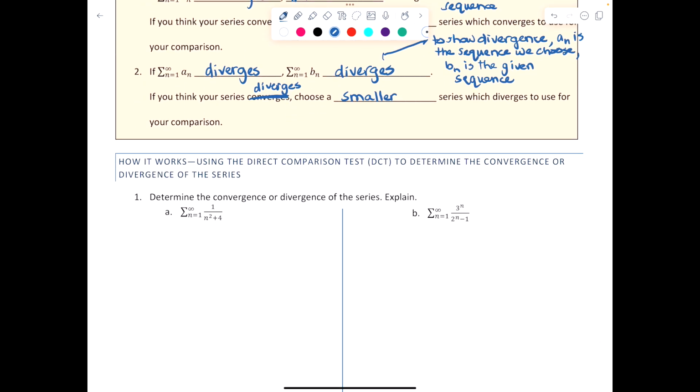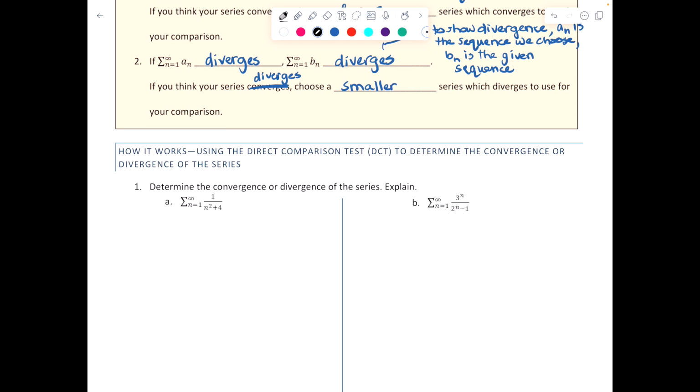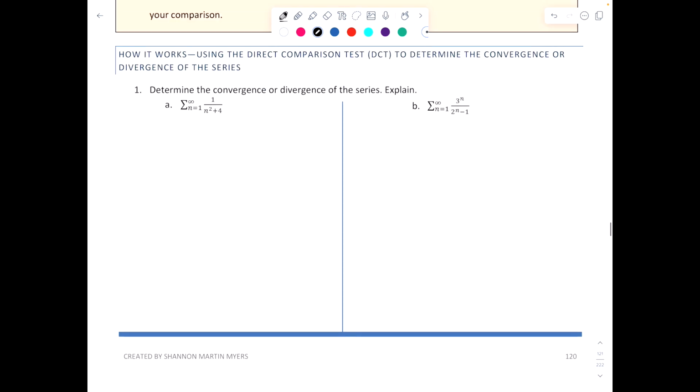Let's do an example. So using the direct comparison test, we can just call it DCT, to determine the convergence or divergence of the series. First series is A, and I think we got plenty of room for this. So let's take a look. So first of all, when you look at this, you always kind of think about that nth term test. I mean, do you see that the limit as n approaches infinity of 1 over n squared plus 4 would be 0, which means we'd have to run another test.